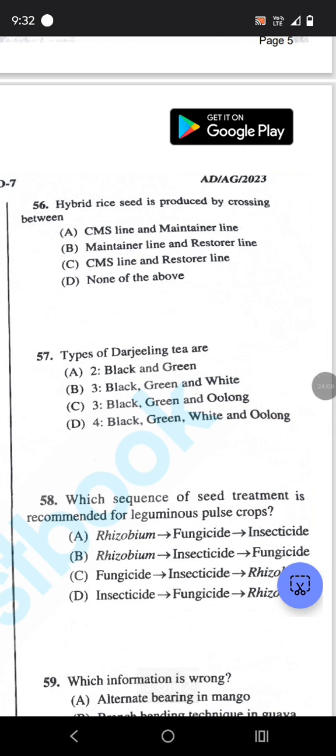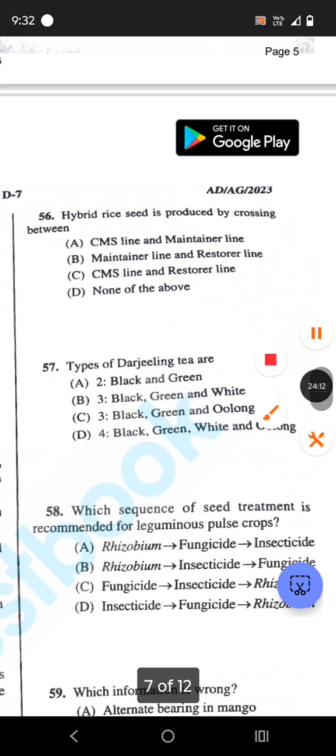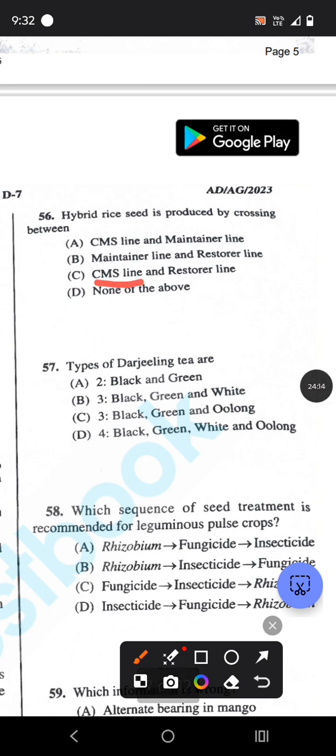Hybrid rice seed is produced by crossing CMS line and Restorer line, option C. There are 4 types of Darjeeling tea: black, green, white and oolong, option D.